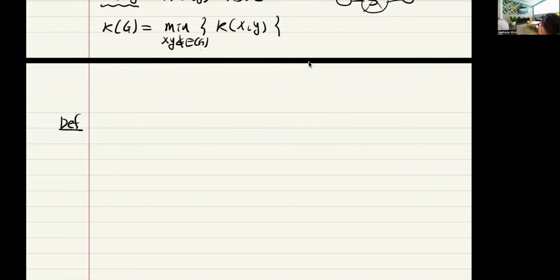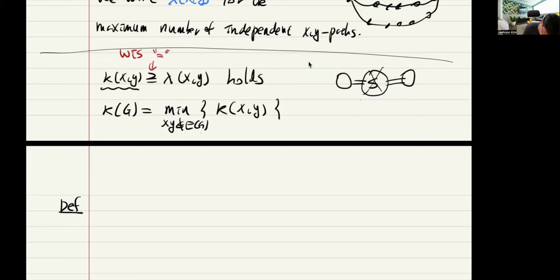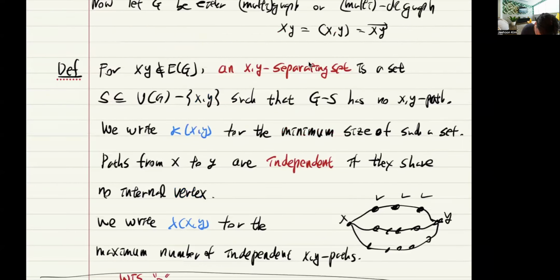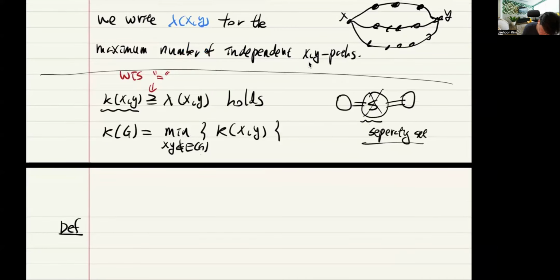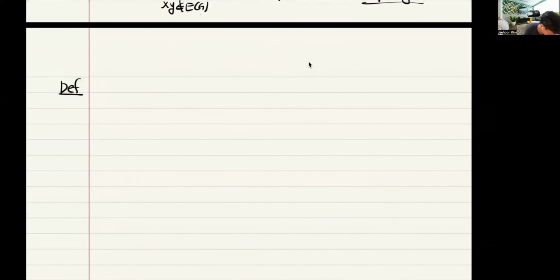In order to prove it, now we define some concepts. So this separating set is very natural, but the slightly inconvenient point of this is that this is not an arbitrary set. This is a set avoiding x and y. So we want it to be more relaxed, so that we can use it more freely. So we define the following concept.